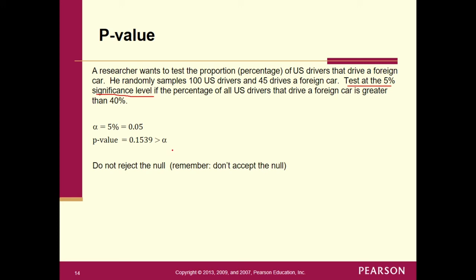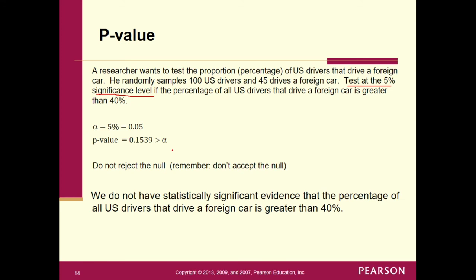We're going to talk about why we don't accept the null here in a little bit, okay? But we do not say accept the null hypothesis. We're going to say do not reject the null. There is a difference between the two. Seems subtle to you, maybe, but there's definitely a difference, all right? And what are we going to say? We do not have statistically significant evidence that the percentage of all U.S. drivers that drive a foreign car is greater than 40%.